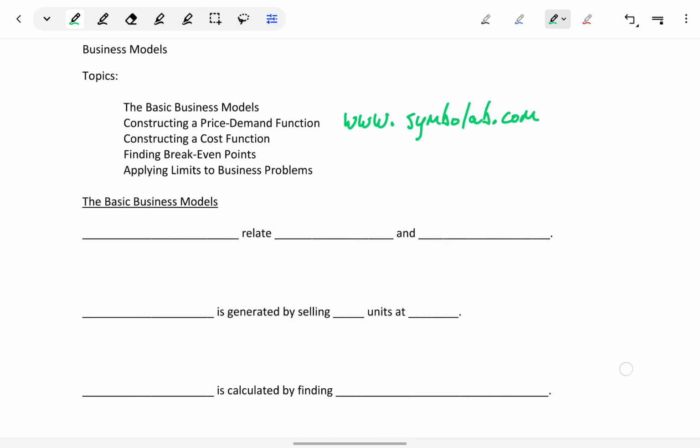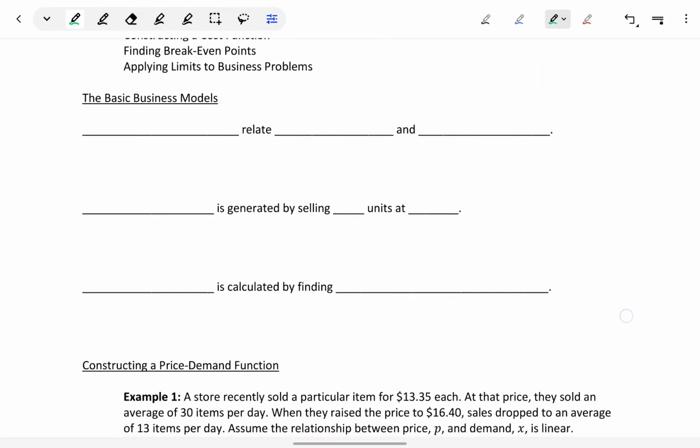But before we get into looking at using that tool and some of those applications, we want to start with a brief review of some of our basic business models. The first one that we can talk about is a price demand function.